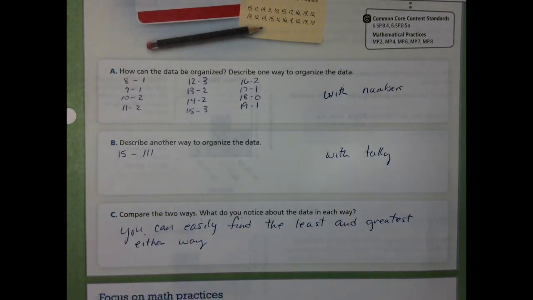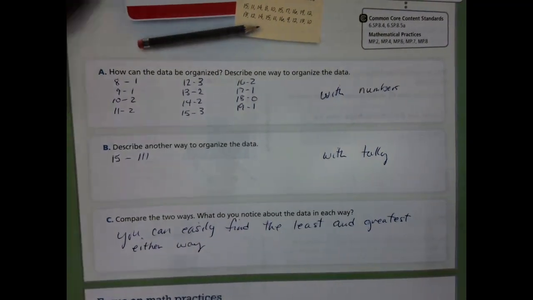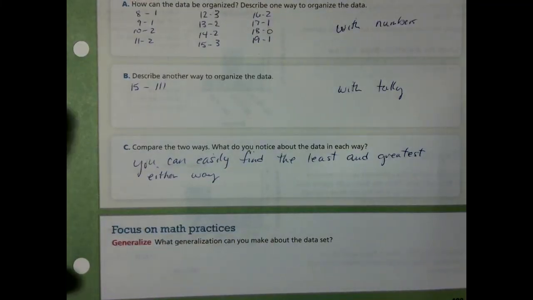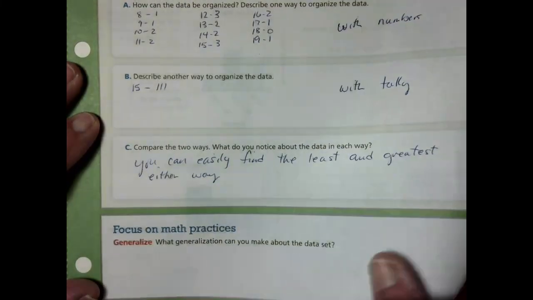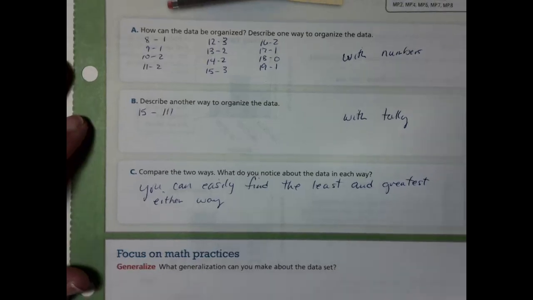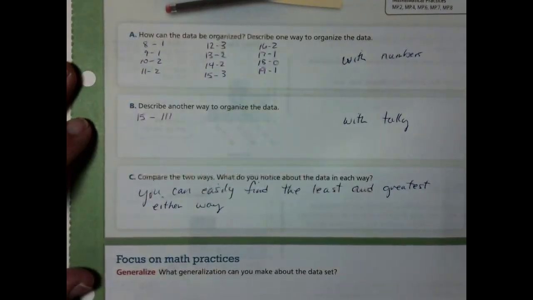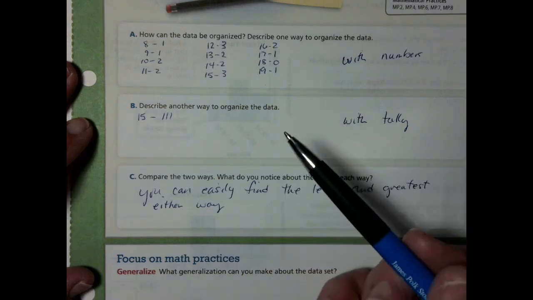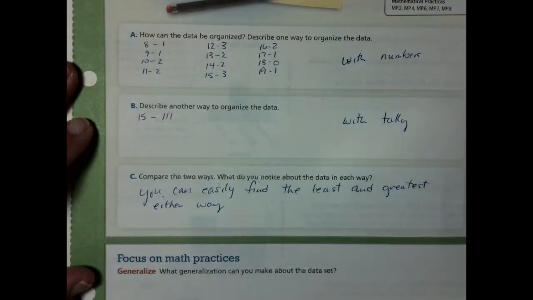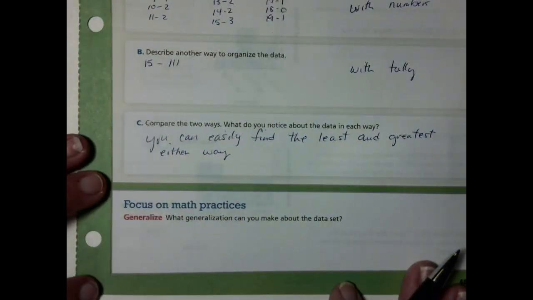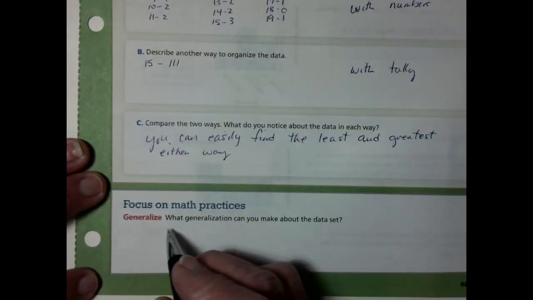All right. Most importantly, let's answer this next question. What generalization can you make about the data set? Well, easily I can see 8 is the least and 19 is the greatest. And I can see the ones that showed up the most number of times is 12 and 15. So I can see the mode. So what generalization?